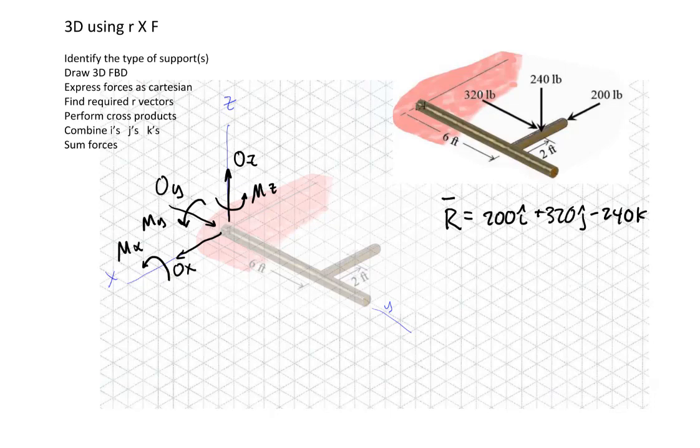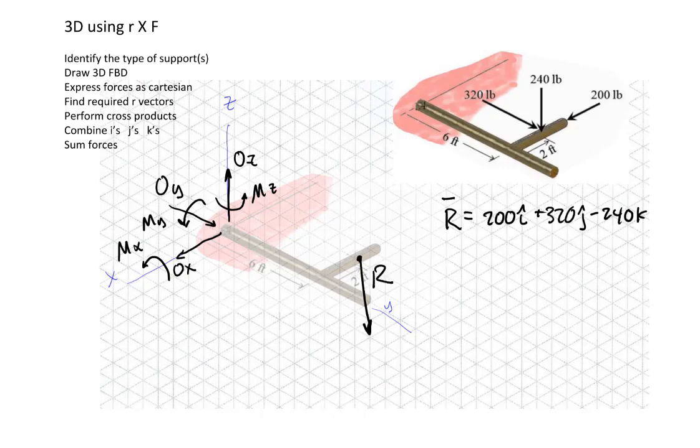And I'm just going to put that R vector right here. I don't know where it's at, so I'll just draw it in here. I don't know which way it's going. It's hard to know. I'm just going to draw it something like that.